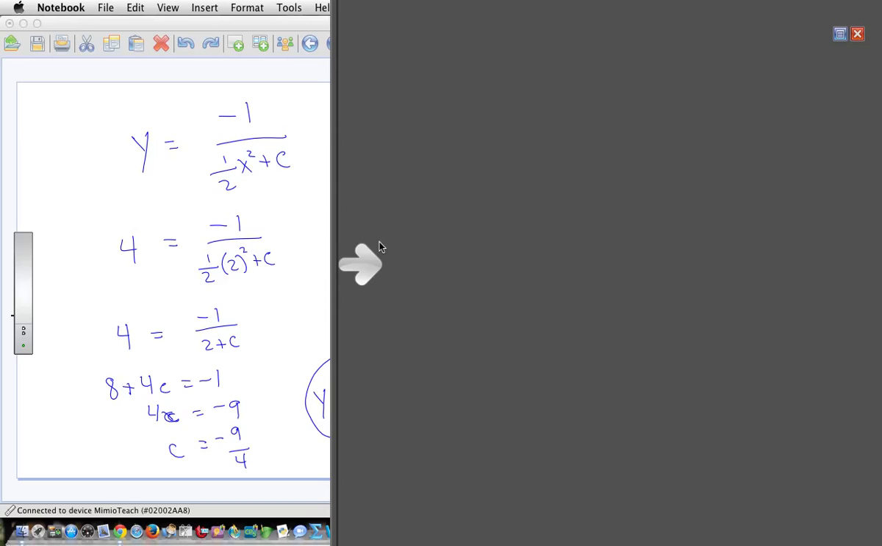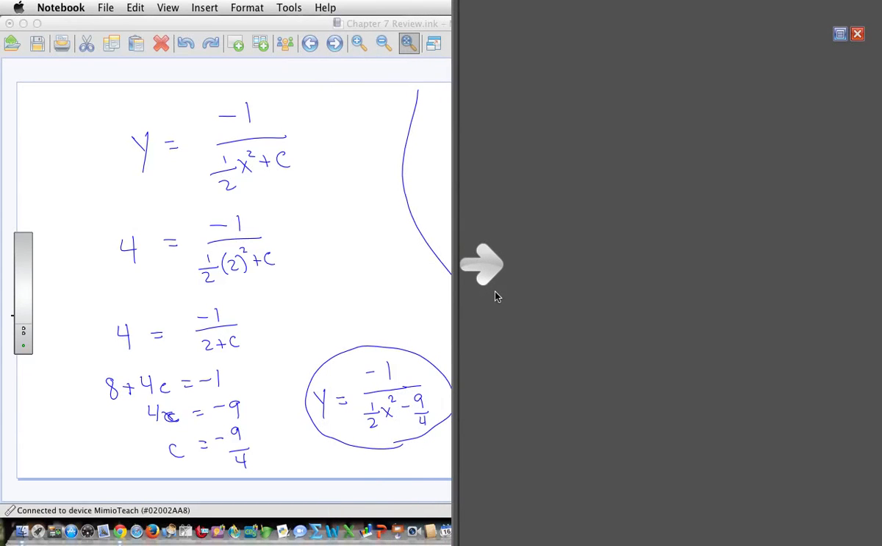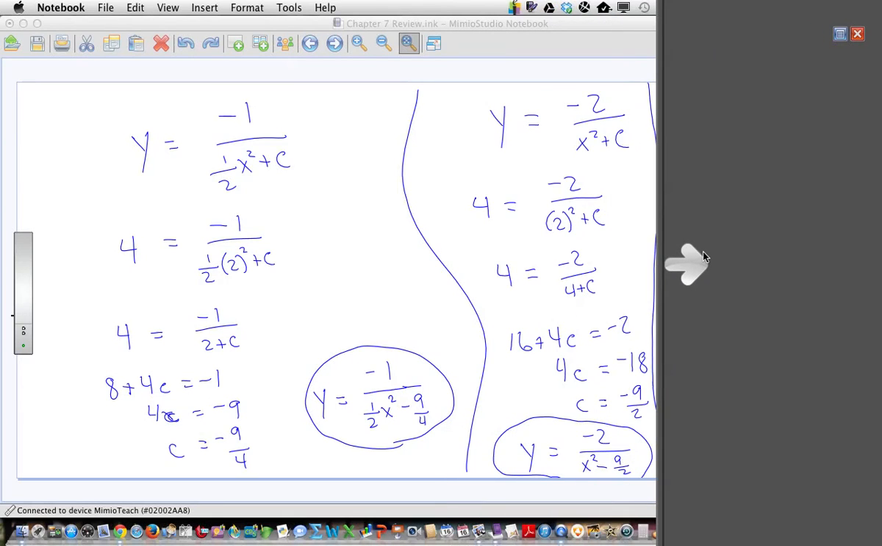So for this particular version, my final answer would be, since c is -9/4, I go and put that back in there, it would look like that. It would be okay, and we're going to do that here in a second. Okay? So now, that was that version. Okay, now the other version. The other version I had, which was this.